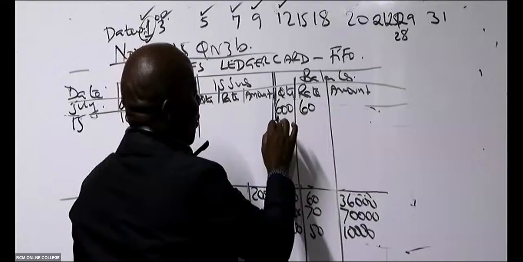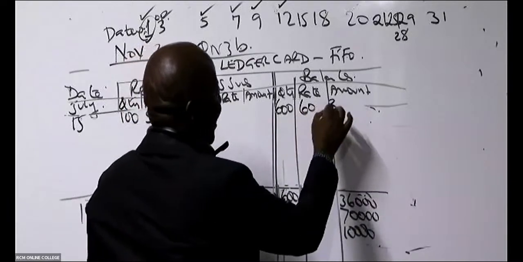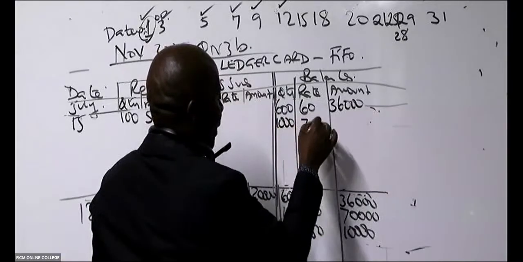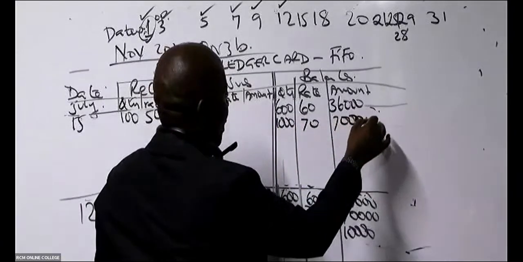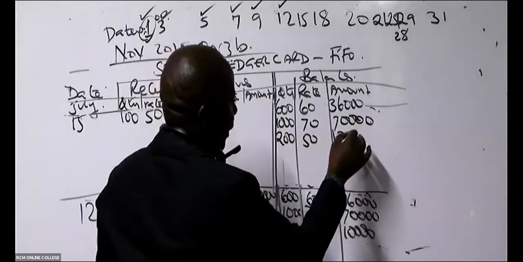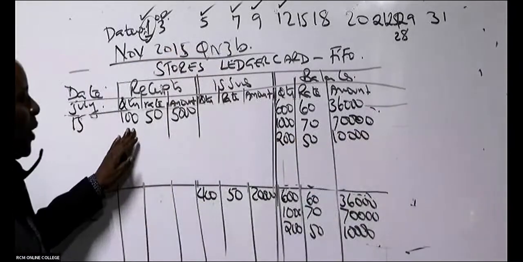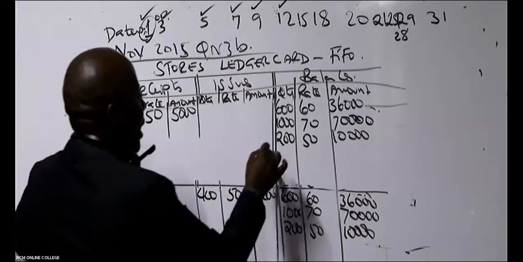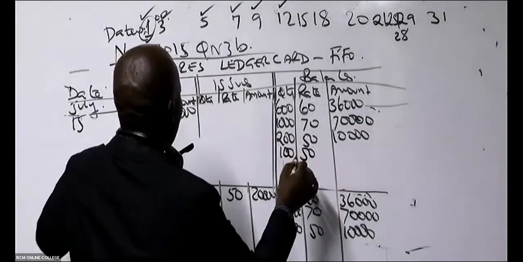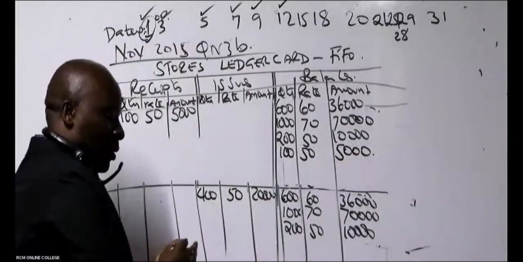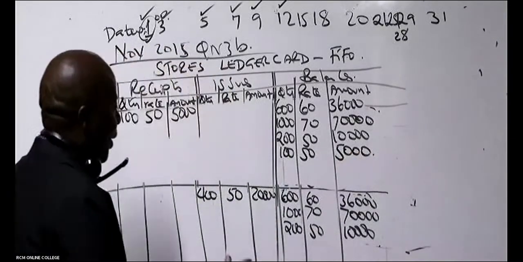No. So 600 times 60, 36,000. So we have 1,000 at 70, 70,000. And then we have 200 at 50, giving me 10,000, isn't it? And then now we have this newest arrival of how many? 100, isn't it? So we have 100 here at 50, 5,000. So we continue now.